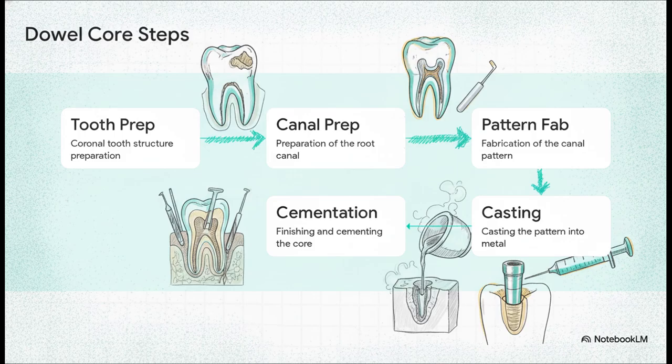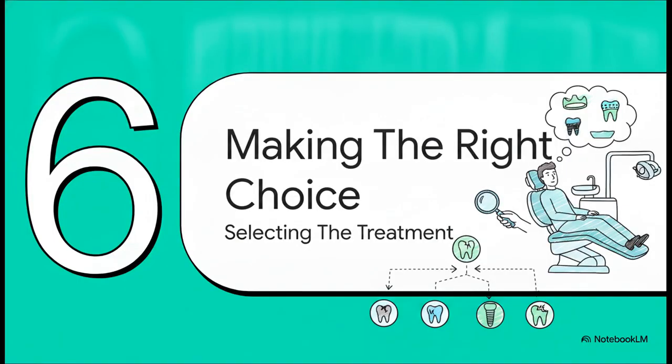Fabricating a custom metal dowel core today is an incredibly precise, multi-step lab process. First, you begin with tooth preparation, removing all existing restorations, caries, and unsupported walls. Then comes the canal preparation. Next up is fabricating a super precise pattern of that canal space. That pattern is then cast into a strong alloy, and finally, it goes through finishing and clinical cementation. It's a highly exact, beautifully engineered procedure that literally forms the bedrock for a tooth that would otherwise be completely lost. And finally, number 6.